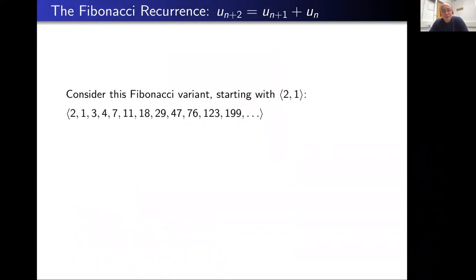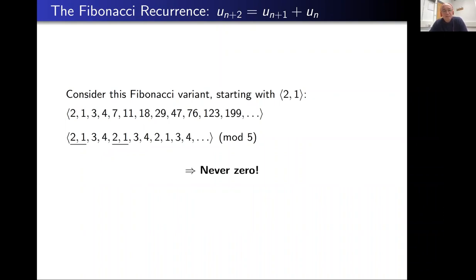Now consider the Fibonacci variant. Of course, you should forget about the fact that the Fibonacci numbers are positive. We will try to use sort of p-adic information about it to decide what's what. If you start with a Fibonacci variant that starts with 2 and 1, which is the so-called Lucas sequence, then you can detect it. For example, modulo 5, it has no 0 because it's periodic of length 4, which is 2, 1, 3, 4. So it takes all the non-zero classes modulo 5, but it doesn't take the 0 class.